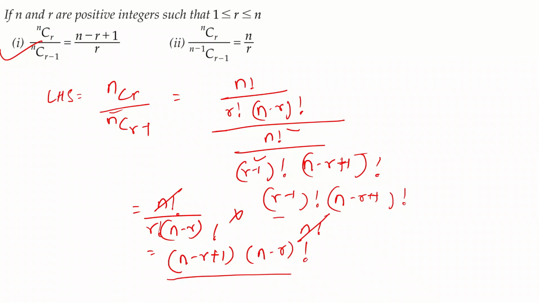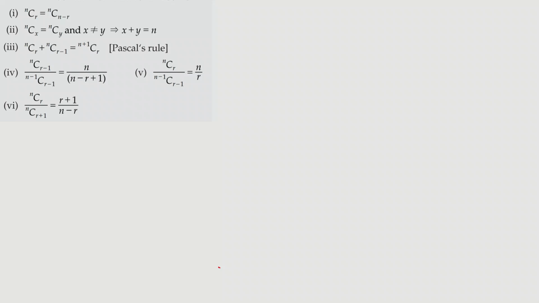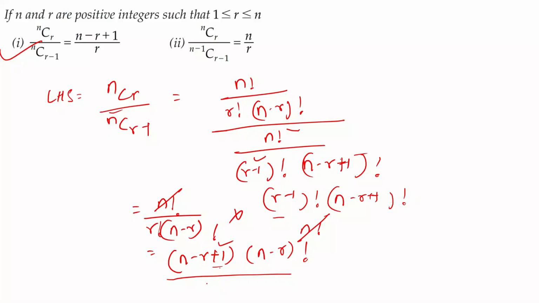Remember, we used to do 10 factorial is 10 times 9 factorial, or sometimes 10 factorial is 10 times 9 times 8 factorial. So this is what we use. So n minus r plus 1 factorial is n minus r plus 1 multiplied by n minus r factorial. And then we can write this r factorial as r times r minus 1 factorial, and then we are left with n minus r plus 1.